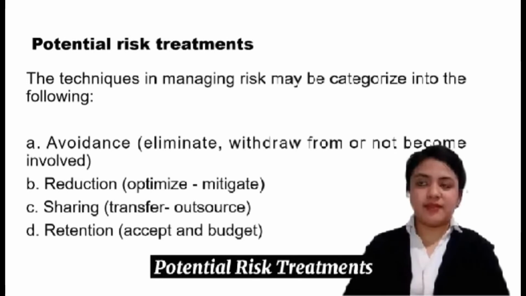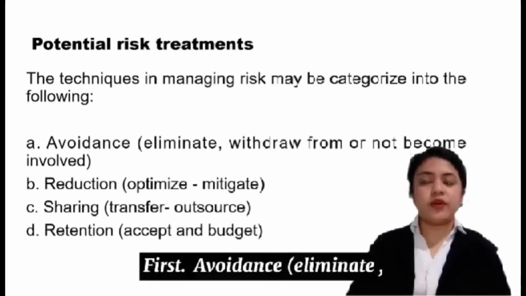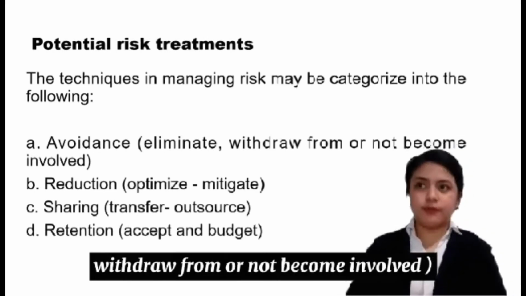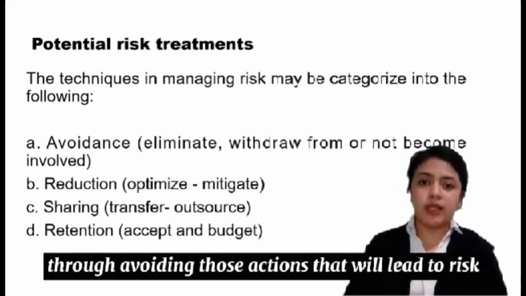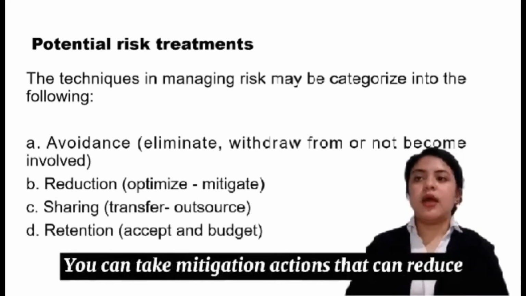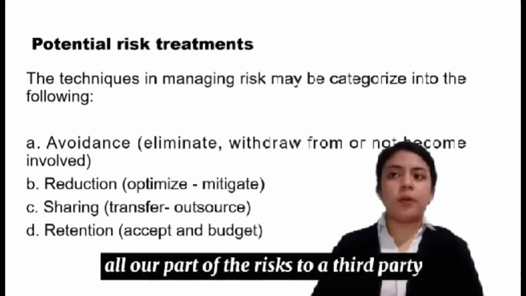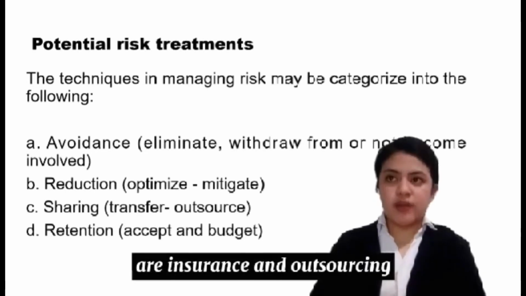Potential risk treatments. The techniques in managing risk may be categorized into the following. First, avoidance: eliminate, withdraw from, or not become involved. You can choose not to take the risk by avoiding those actions that will lead to risk. Second, reduction: optimize and mitigate. You can take mitigation actions that can reduce possible risk. Third, sharing, transfer, outsource. You can transfer all or part of the risk to a third party. The two main types of sharing are insurance and outsourcing.